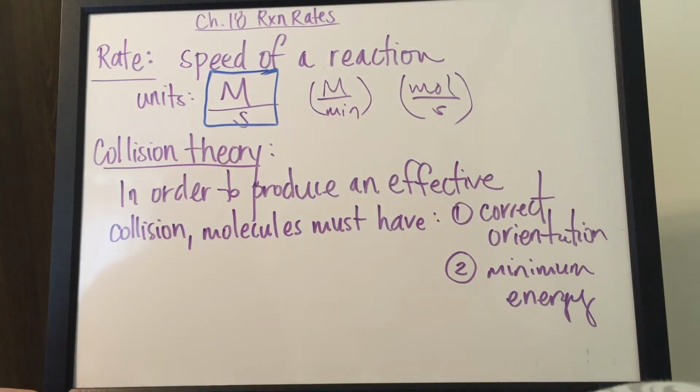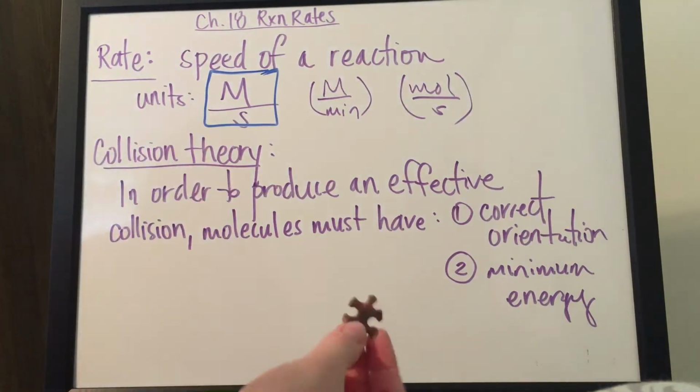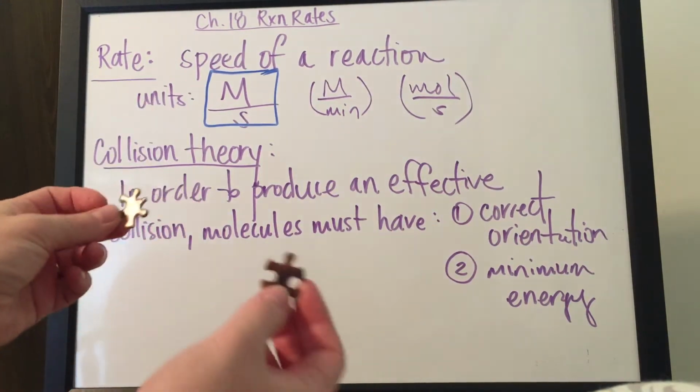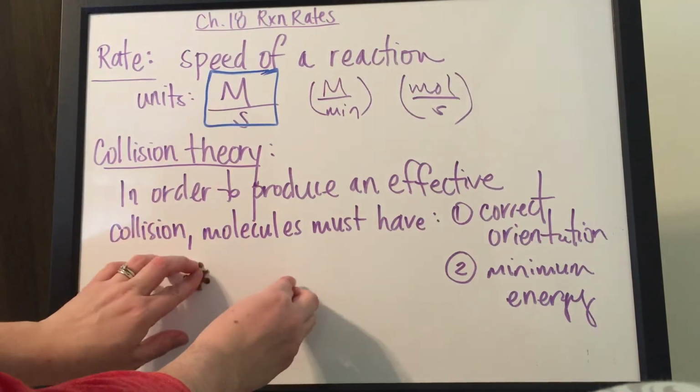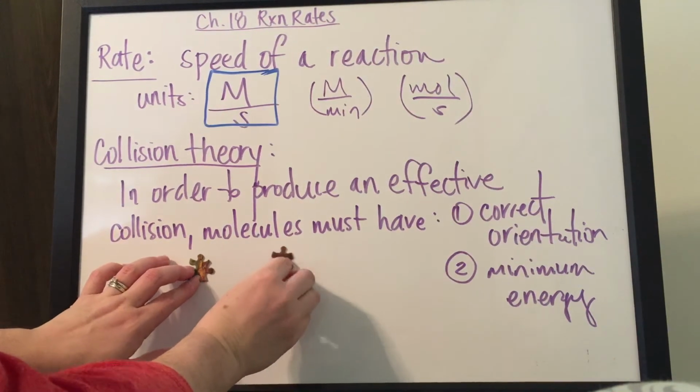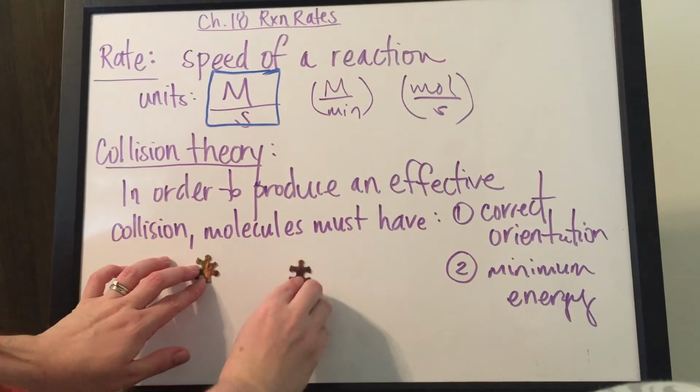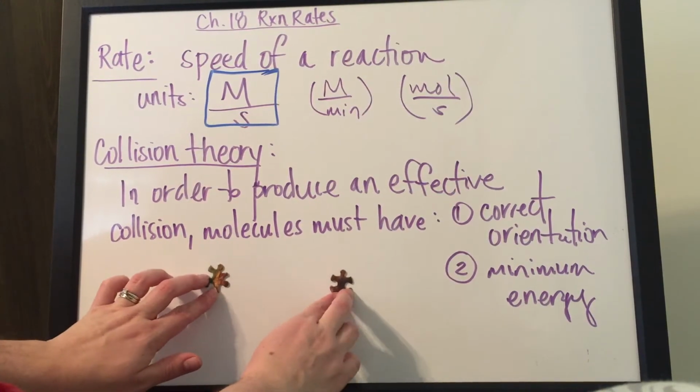So I actually brought two puzzle pieces. So here they are. And we're going to pretend like these are molecules. So if we want these two molecules to have an effective collision, well, they must meet each other with correct orientation.